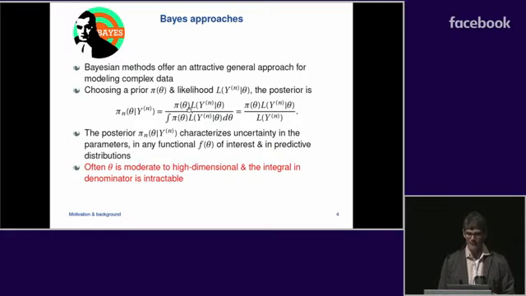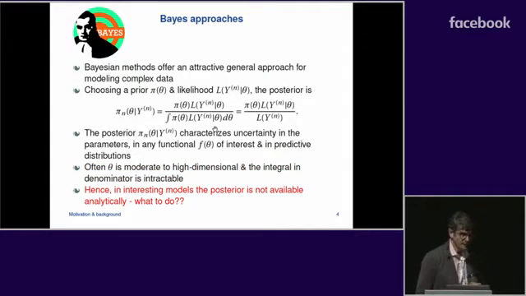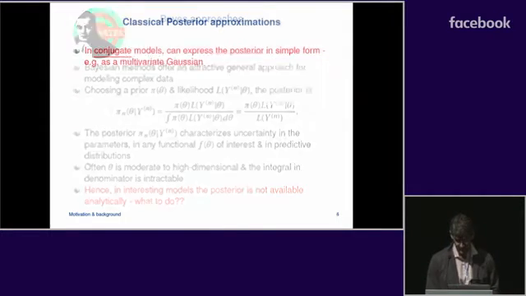Because often we have the prior and the likelihood. Sometimes we don't, in so-called doubly intractable problems. But often we have the prior and the likelihood, but we can't evaluate this integral. So the question is, in interesting models, the posterior is not available analytically. What the heck do we do?